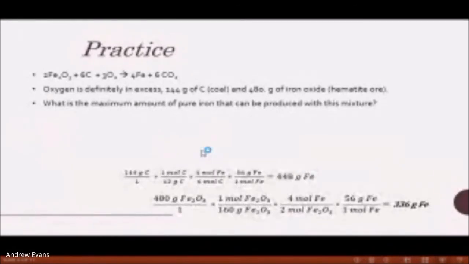So this is a case of: I just go grams to moles, to moles, to grams. And I just do it twice, and I look at which answer is the lower one. And that is going to be our limiting reagent. We're going to go ahead and stop there.